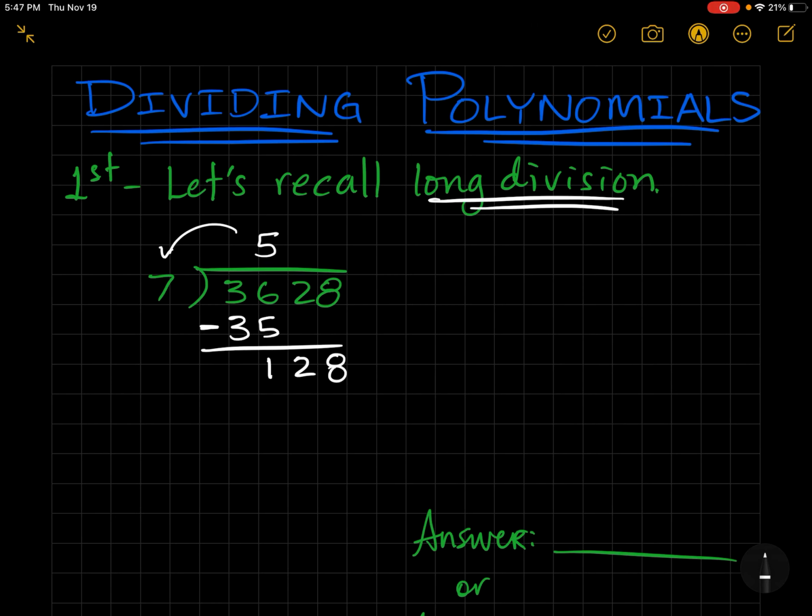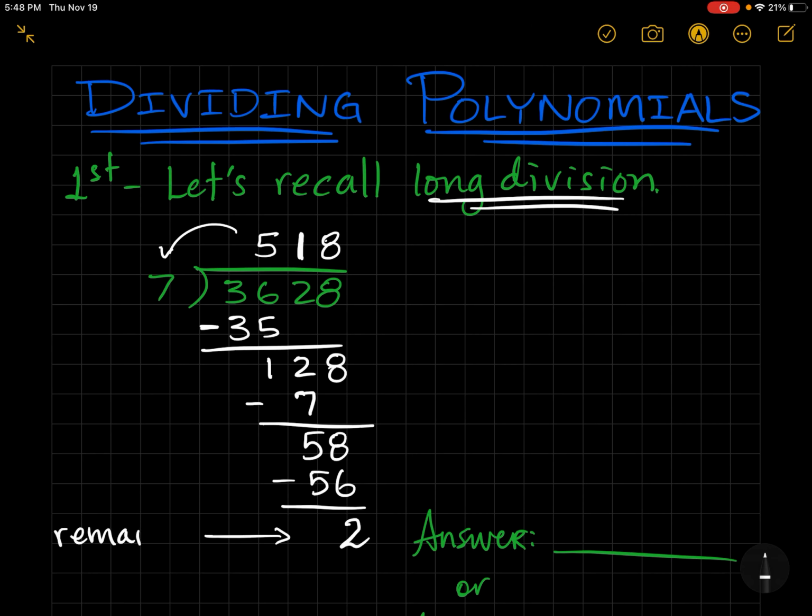So now 7 goes into 12 one time. Multiply around. And notice where the 1 is. That's where I put the 7 in that column. And now I subtract and I get 58. And now 8. And I multiply around and get 56. And now what did we call that 2? We called that the remainder.